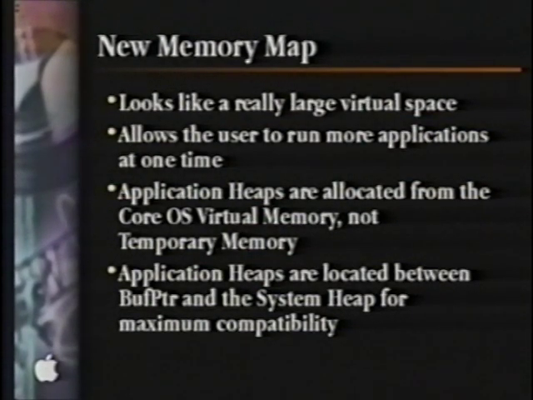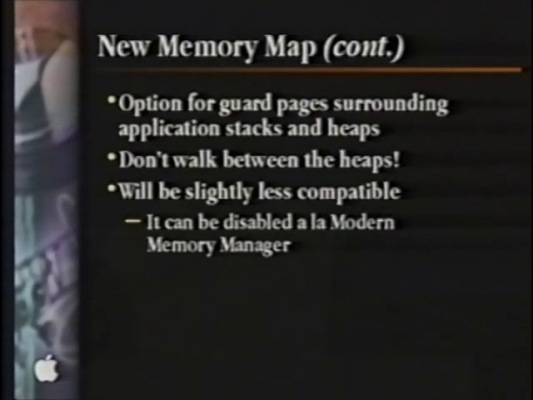So instead of allocating the application heap out of temporary memory, we're allocating that application heap out of virtual space. It just comes out of the ether, you don't know where. And it sits above the temporary memory partition and below buff pointer. And we do that so that we get high compatibility, because a lot of your applications like to do address checking. So some of the things that you shouldn't be doing are walking the heaps, because if you walk between the heaps, there may not be anything between the heaps.